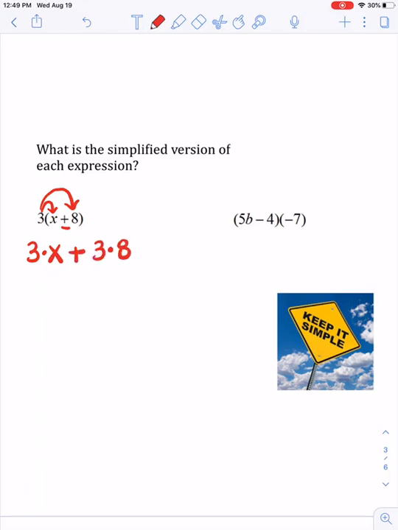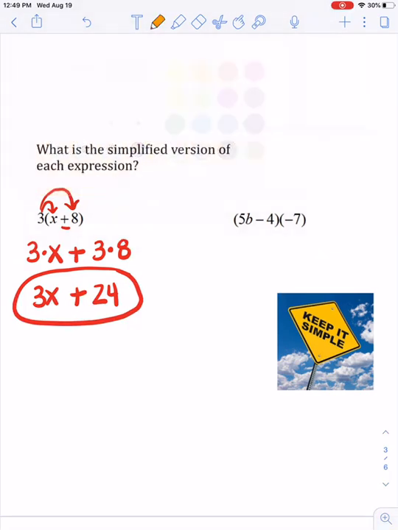Well, I can simplify here. 3 times x is just 3x, or you could leave it as 3 times x, but this is a little bit simpler. Plus, well, what's 3 times 8? Well, 24. There's my final answer. We'll talk about how we know if we can combine terms in our next lesson, but for right now, we're just going to leave it just like this.